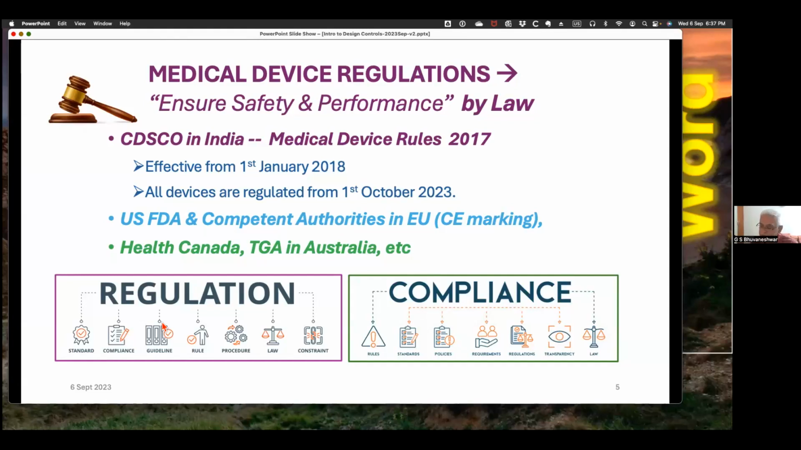So the two important aspects which affect medical device development and manufacturing, one is the regulation. What are the regulatory requirements? What are the rules? What is the law? What do you need to do? And compliance is the responsibility of the manufacturer to show compliance to the medical regulatory requirements.